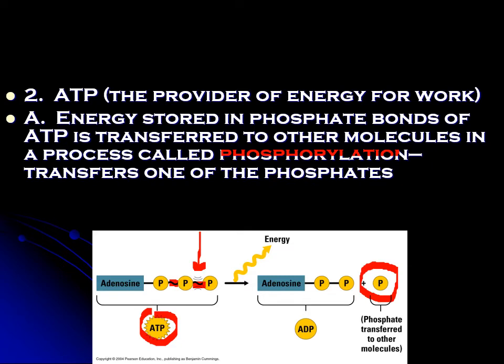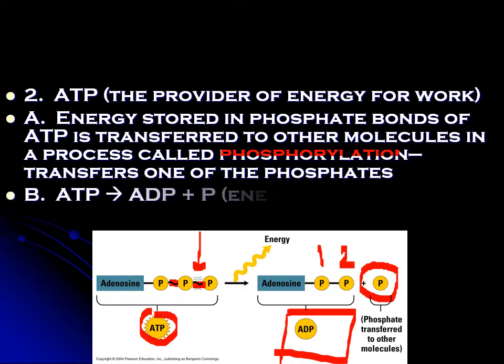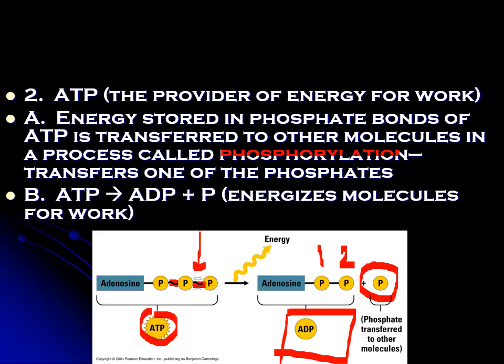Notice what we end up with. Since we have now removed one of the phosphates from the ATP, we now only have 1 and 2 phosphates left. 2 is the prefix for di, so we have adenosine diphosphate, or now we have our ADP. So the ATP is broken down into the ADP and the extra phosphorus, and it's that phosphorus in the process of phosphorylation that energizes the molecule.